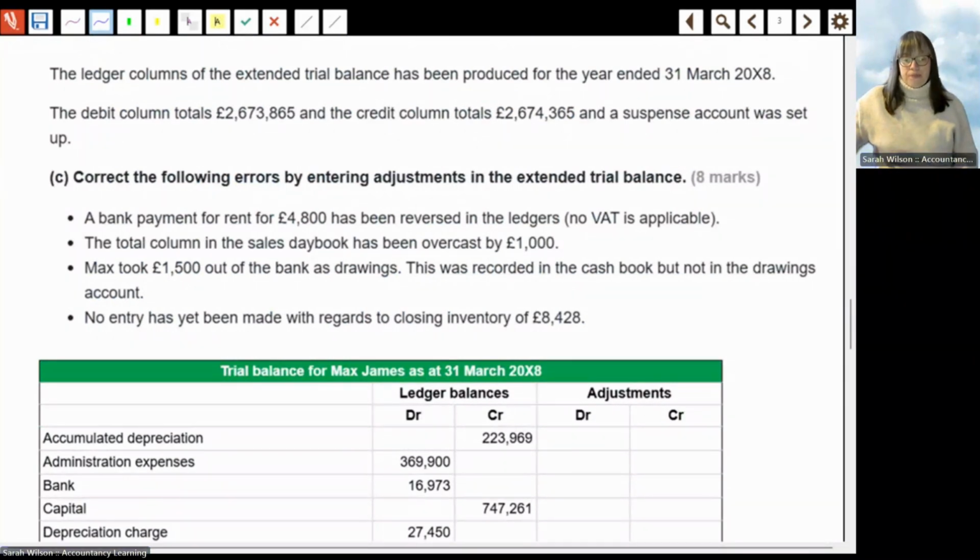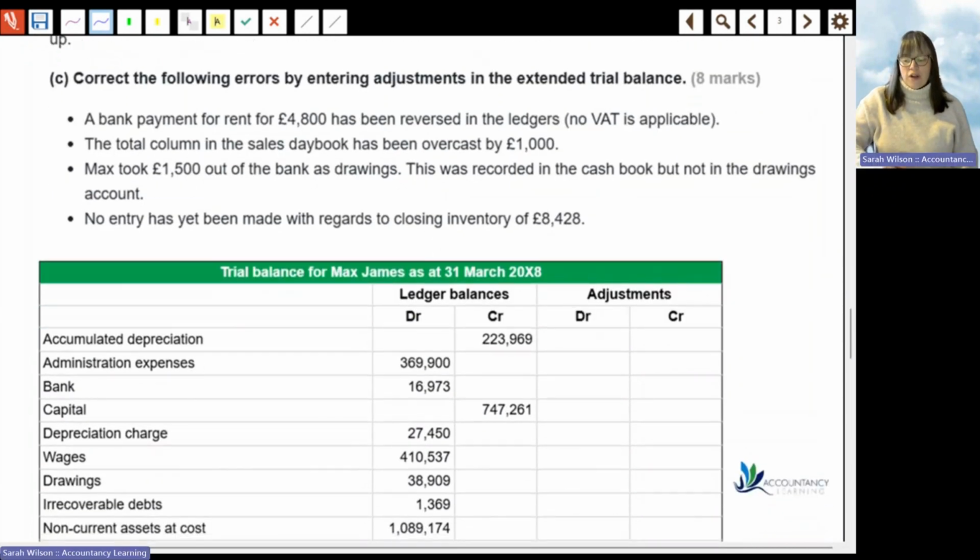Moving on. The ledger columns of the extended trial balance have been produced for the year ending the 31st of March 20X8. The debit columns totals 2,673,865 and the credit column 2,674,365. A suspense account was set up. Correct the following errors by entering adjustments into the extended trial balance. So let's have a look at each one in turn.